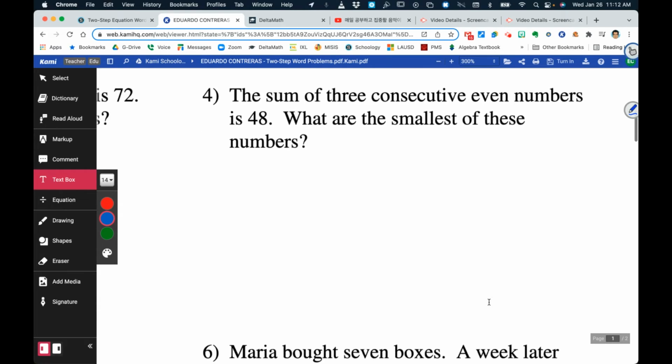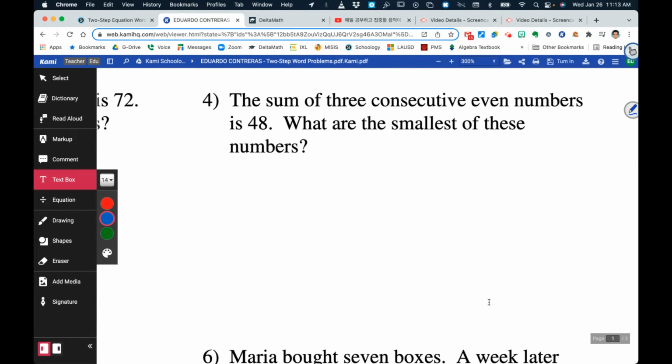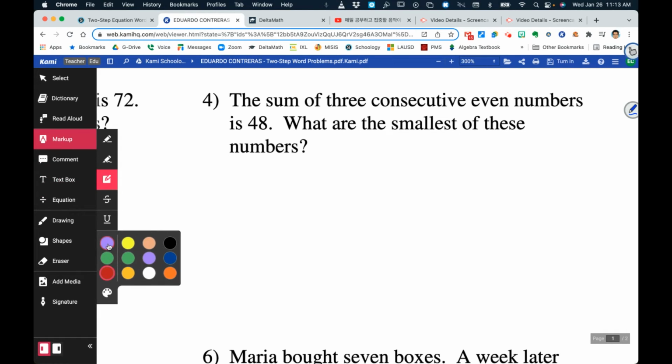I want to go to number 4. Number 4 is a little different. So can we all do number 4 together? Read the problem, see if you can get a handle on it. It's a little different, but once we break it down, it will actually be pretty easy. So problem number 4, it says the sum of 3 consecutive even numbers is 48.